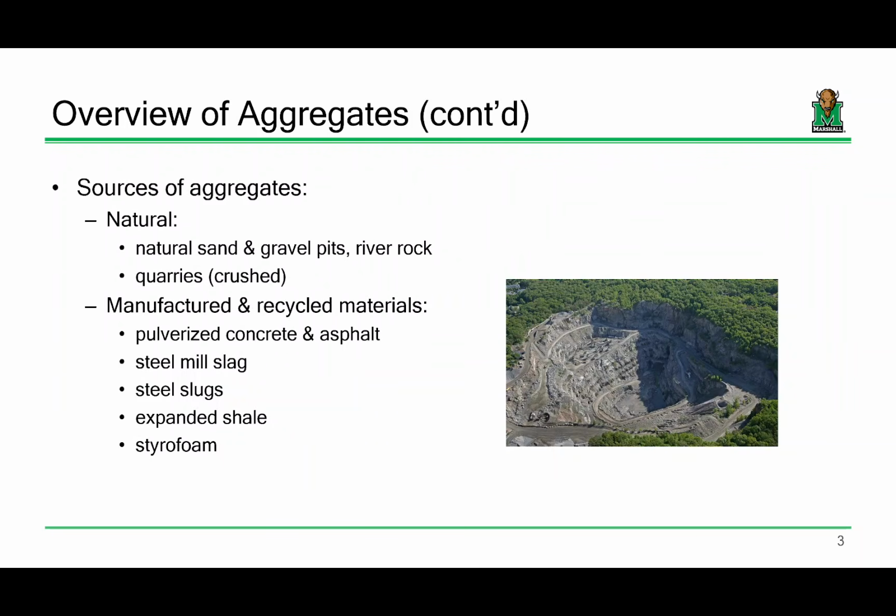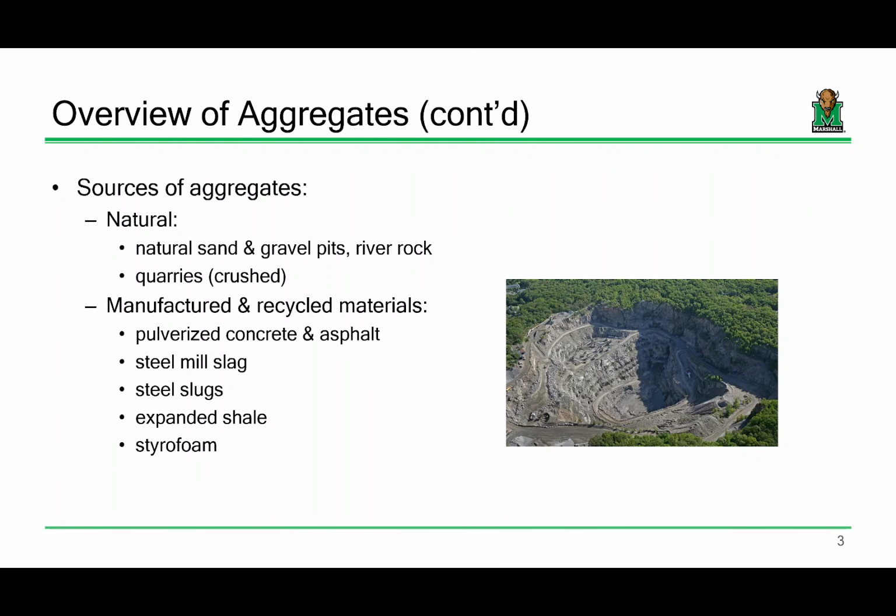So, okay. Where do you get aggregate? From the earth, mostly. So natural sources would be like natural sand and gravel pits, quarries, and whatnot. We are in the mountain state, so it's not too terribly difficult to figure out where we would get aggregate from in a place like this.